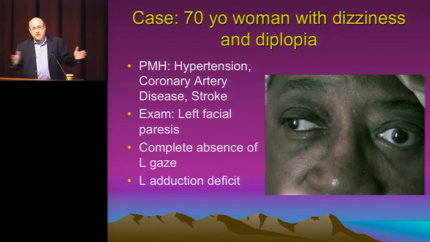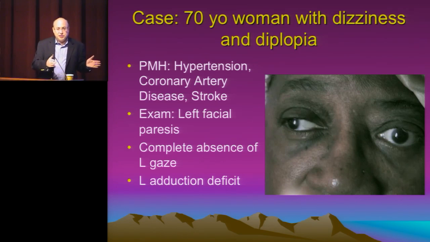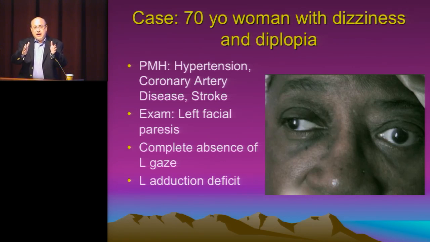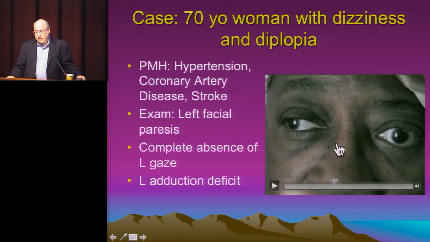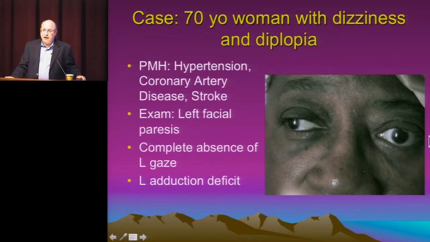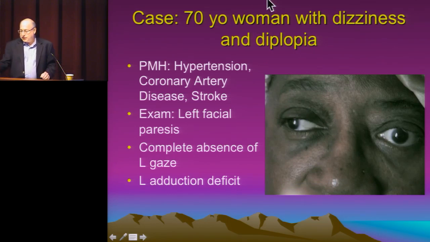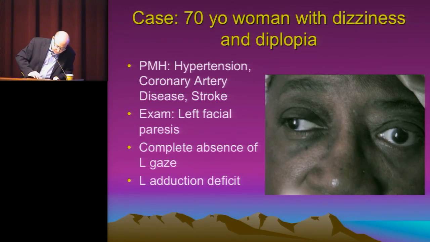If we think of eye movements total horizontally as 2, then each movement of each eye is a half, total of 2. Here we have loss of everything to the left, which is 1, gone. We have loss of adduction to the right. So all we have left is this one half. So where do we think the lesion is here? Which part of the brain and which side?